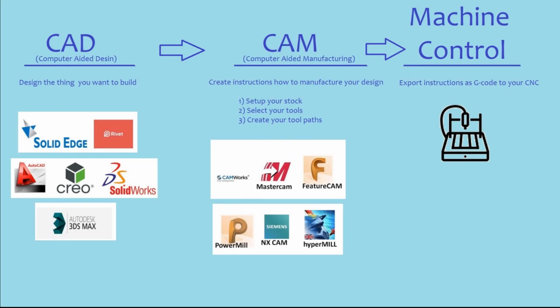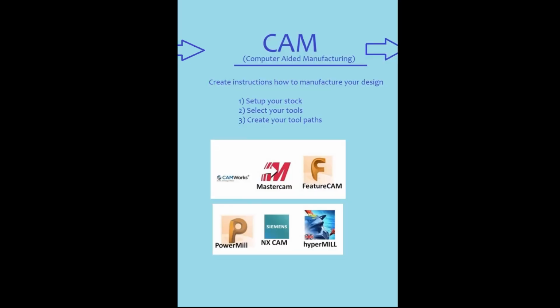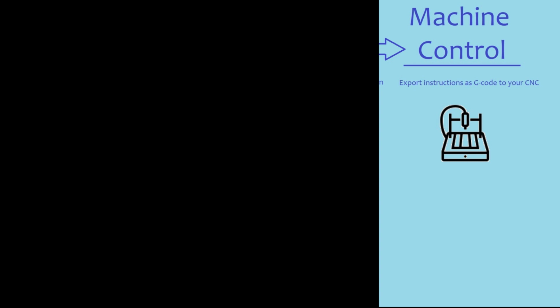Before I get into the CNC operation, I thought it would be helpful to provide a simple scene set for what a basic workflow in a CNC looks like. Starting from left to right, you've got CAD, which is your computer-aided design. That's where you build whatever thing that you are trying to design in the software. And then you go to computer-aided manufacturing, which is actually developing the instructions for how you will manufacture whatever it is that you designed. And then the third is the machine control.